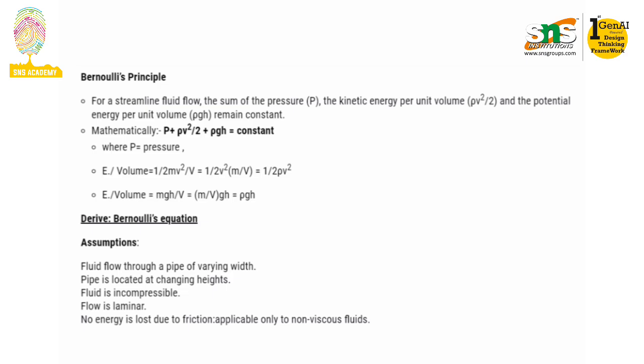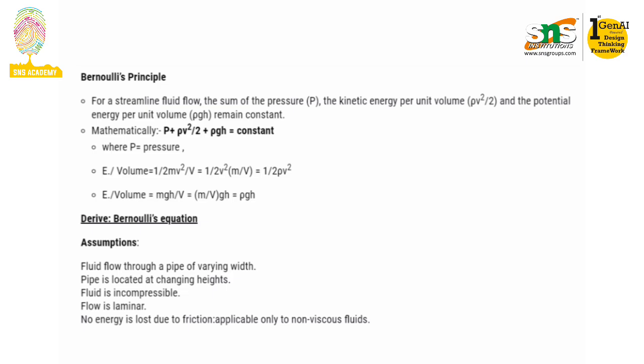The fluid flows through a pipe of varying width, we are taking a varying width, and the pipe is located at changing heights, so as to create a pressure difference. The fluid is incompressible, in the sense we have to take liquid again, and the fluid is laminar, in the sense uniform, and no energy is lost due to friction, so that it is applicable to non-viscous liquids.